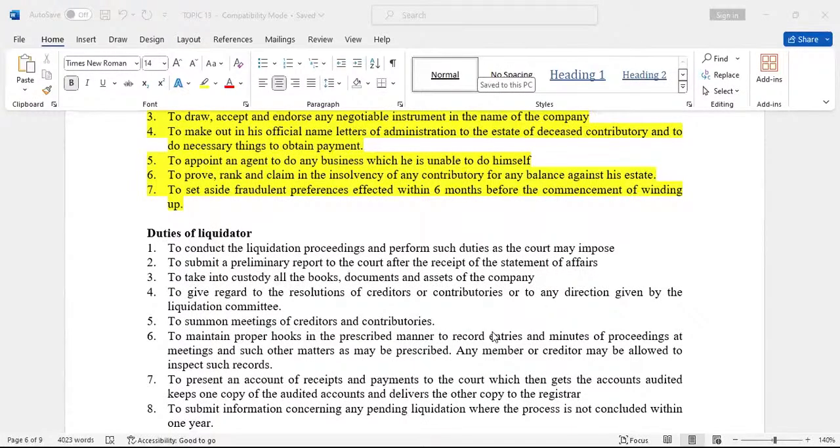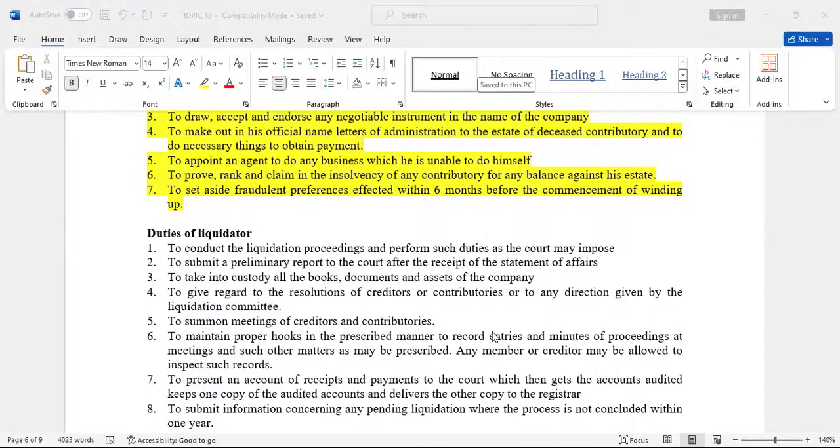To take into custody all the books and documents and assets of the company, to give regard to the resolutions of the creditors or contributories, or to any direction given by the liquidation committee. Then to summon meetings of creditors and contributories. Contributories are basically the shareholders. Then to maintain proper books in the prescribed manner and to record entries and minutes of proceedings of all the meetings that could happen during liquidation.